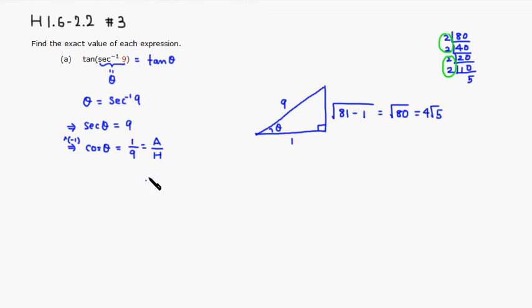Then what we're looking for is the tangent of theta, so we can find that. Tangent of theta is simply opposite over adjacent. In this case, opposite is 4 square root of 5 over adjacent, which is conveniently 1. So the answer is 4 square root of 5.